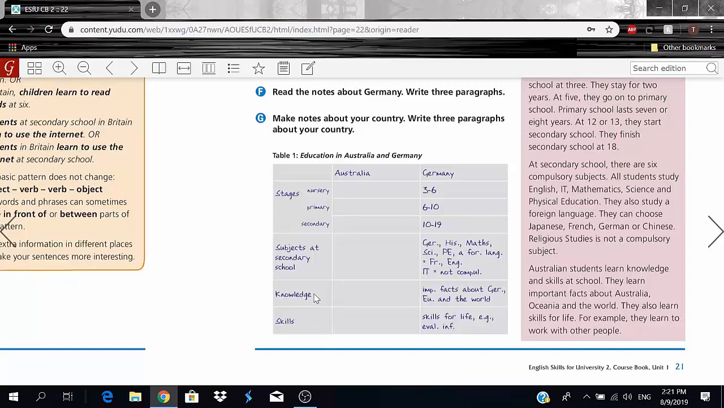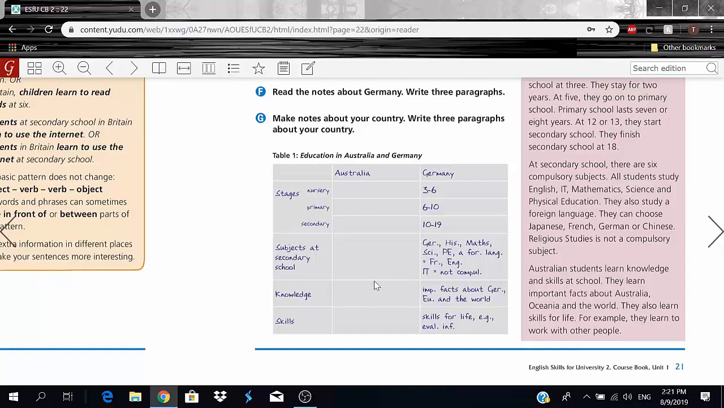Knowledge. For Australia, they learn important facts about Australia, Oceania, and the world. As compared to Germany, important facts about Germany, the EU, and the rest of the world. Okay? And skills for life in Germany, they're probably evaluating information. And in Australia, valuable skills can be they learn to work with other people.